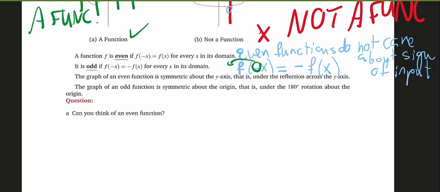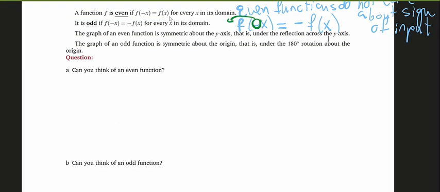So the minus sign gets yanked or transferred outside. Graphically, the graph of an even function is symmetric about the y-axis. I'll show you an example in a bit. And the graph of an odd function is symmetric about the origin, the 0, 0 point. The origin is 0, 0.